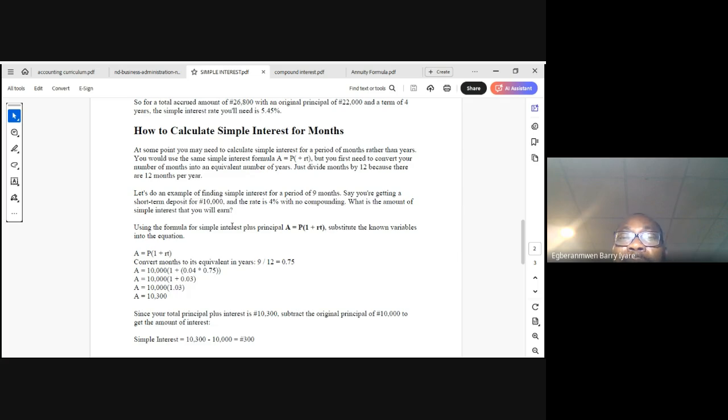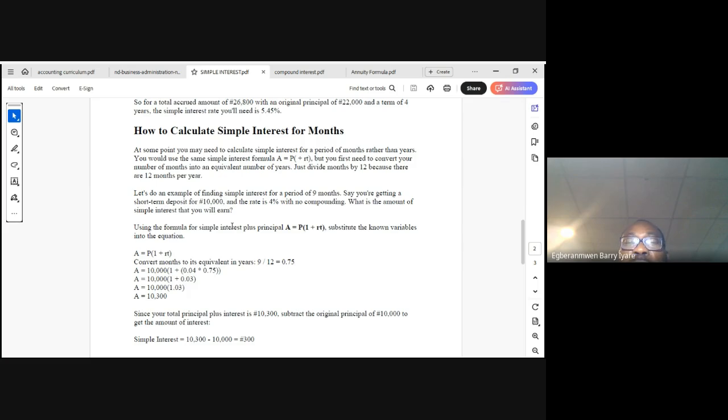And T is usually given in years, but here we have it in months. So what do we do? We divide the months, which is 9, by 12, which will give us 0.75. That is T. And the rate, capital R, is 4%. The small r will now be 4 divided by 100, which is 0.04.